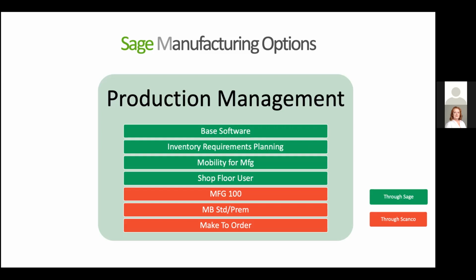So if you want to hear more about any of these things, you know to talk to Sage and your Vracus rep about the base software, the IRP, the mobility barcode module, and shop floor users. And you come talk to Scanco about the manufacturing 100 scanning, the multi-BIM, or the make to order functionality.